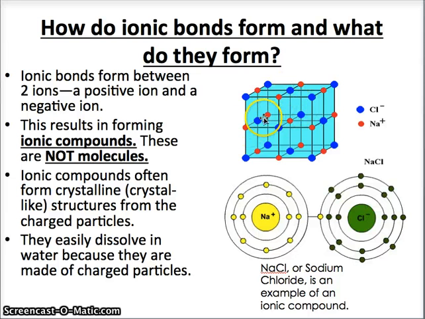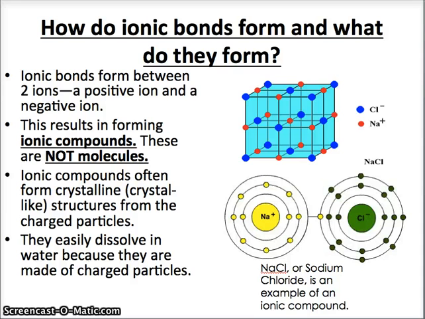And ionic compounds often form what we call a crystalline structure or crystal-like structure. They usually are geometric in shape. And because they are made out of positive and negative ions, they are easily able to break down and dissolve in water. And that's another property of ionic compounds.